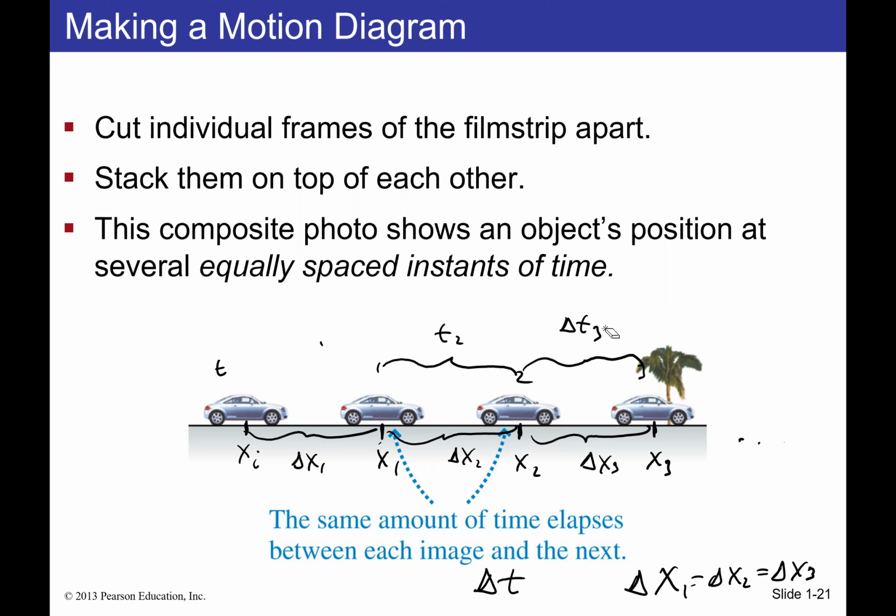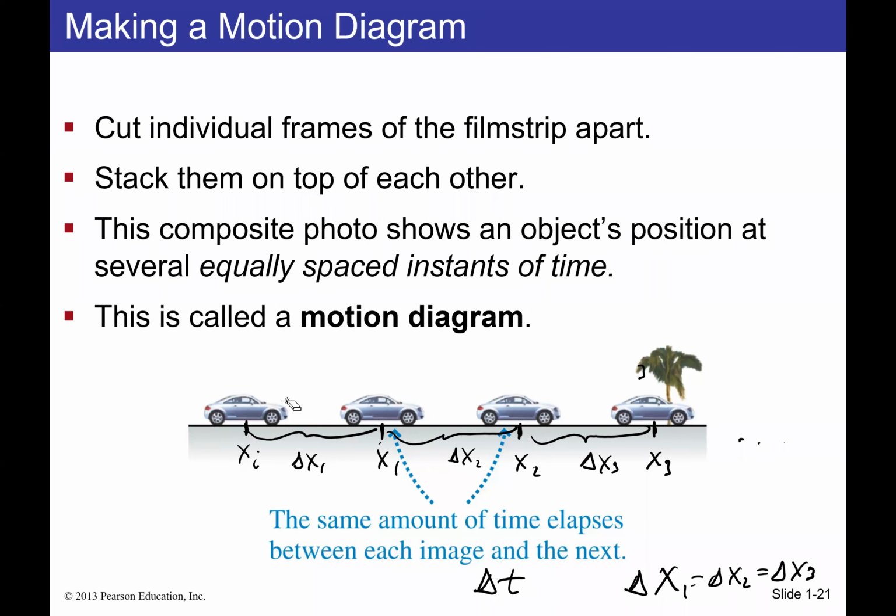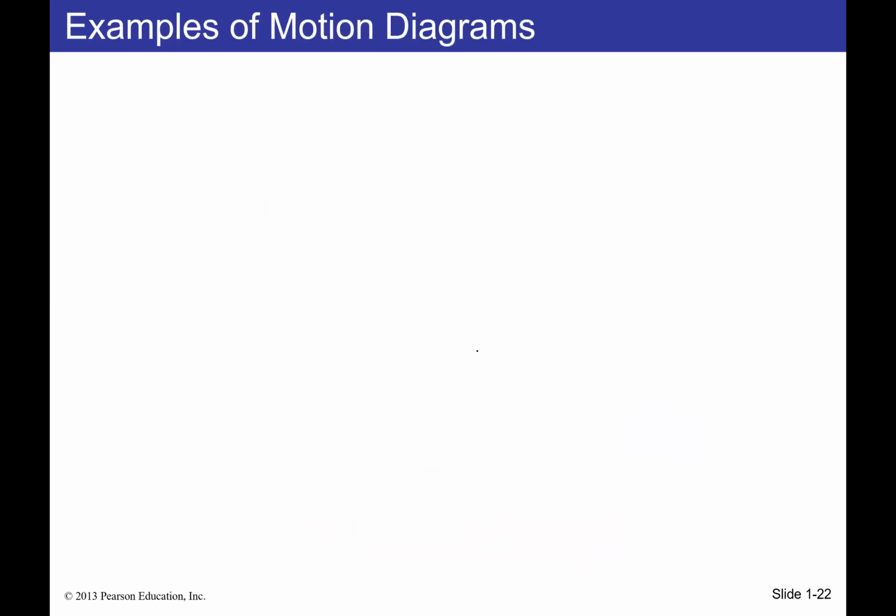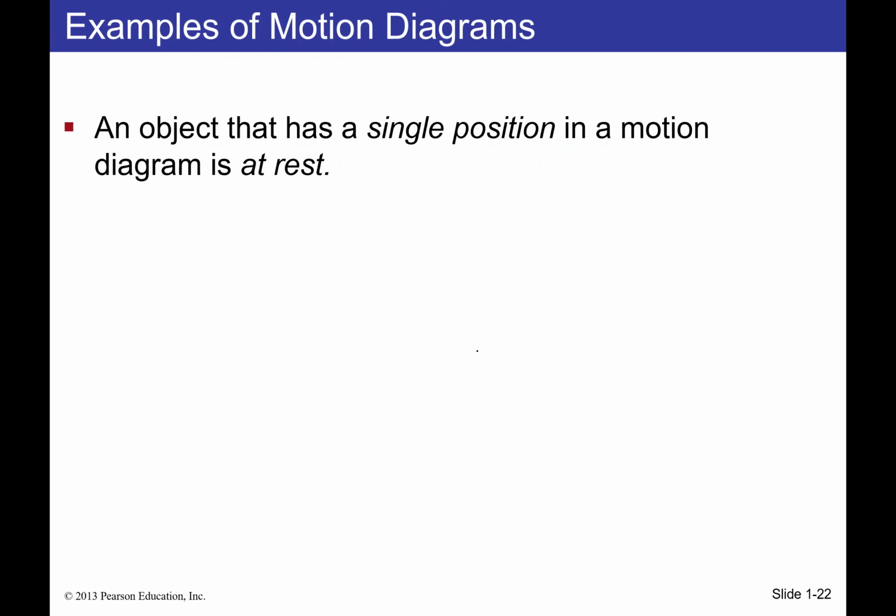All right, but in any case, let's get rid of this because I have some things over there. This type of tool that I just used to describe motion is known as a motion diagram. The motion diagram is a tool that we use to represent an object's motion as a function of time. An object that has a single position in a motion diagram is at rest.